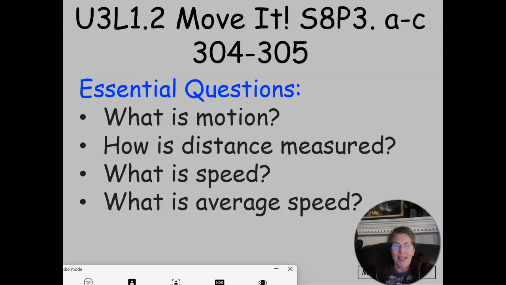Here we are, Unit 3, Lesson 1.2, Move It. The essential questions are, what is motion? How is distance measured? What is speed? And what is the average speed?